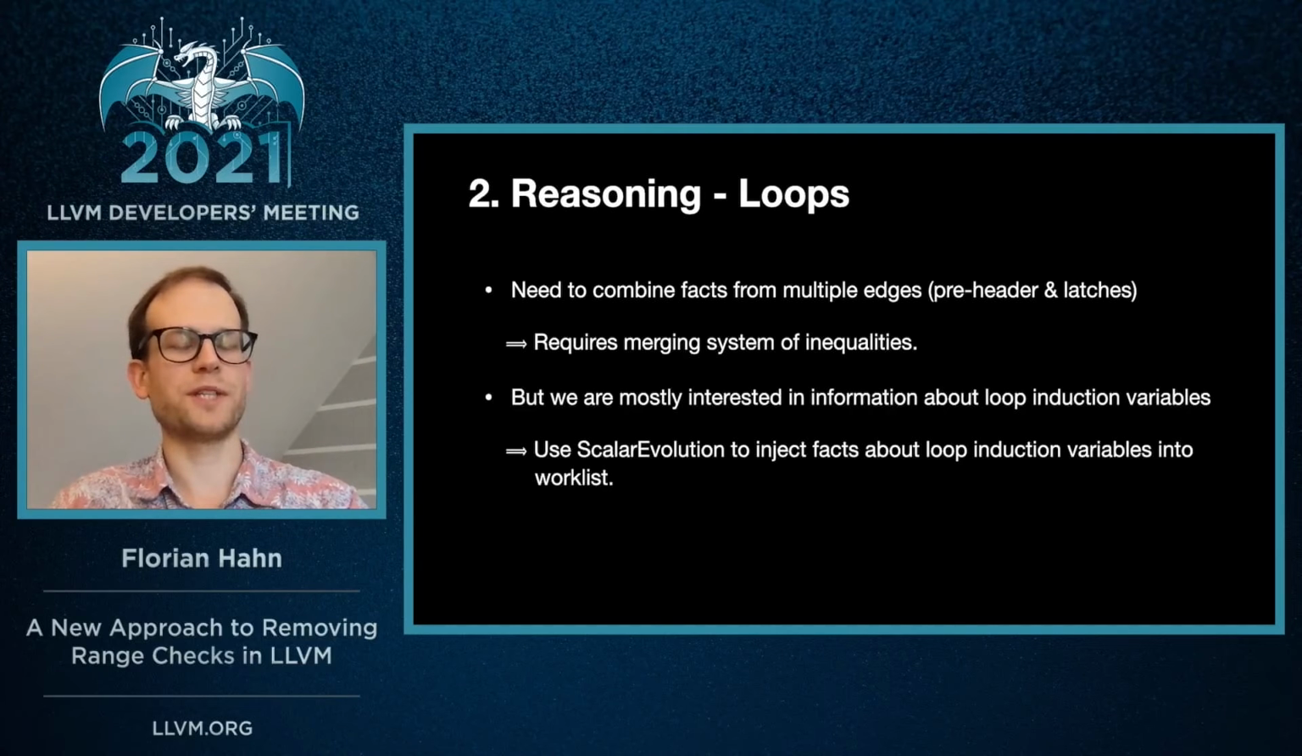But when it comes to loops and conditions involving loops, we're mostly interested in information about loop induction variables. To deal with loop induction variables, we can use existing analysis like scalar evolution to derive facts about loop induction variables and then inject this information in form of conditions into our work list. And this allows us to handle loops with loop induction variables without having to merge multiple systems of linear inequalities. And for most range checks we encounter, this works very, very well.